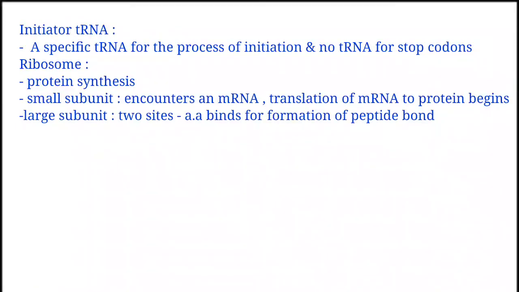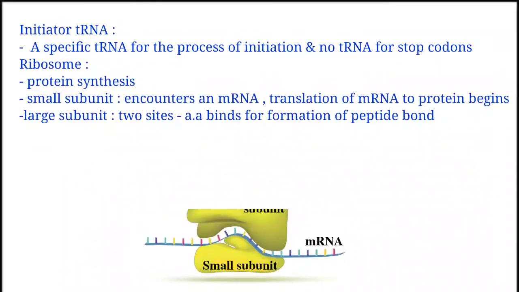The ribosome is responsible for protein synthesis, as we all know, and it consists of structural RNA and around 80 different proteins. There are two subunits, rather than saying two types, I would say two subunits, right? One is the small subunit of the ribosome and the second one is the large subunit.